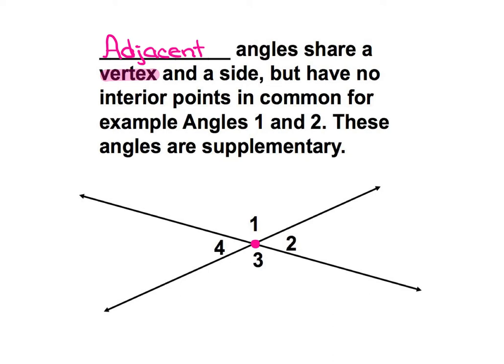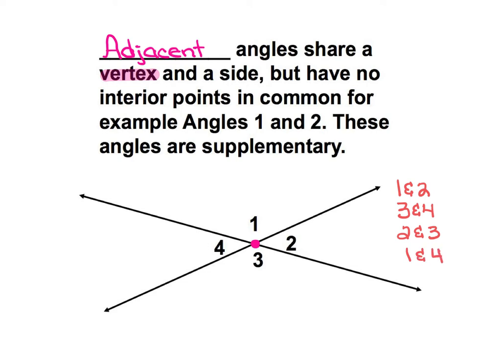Carson? 3 and 4 are adjacent. It already gave us 1 and 2 are adjacent. Do we have any other adjacent ones? Carmen? 2 and 3 are adjacent. 1 and 4, very good.